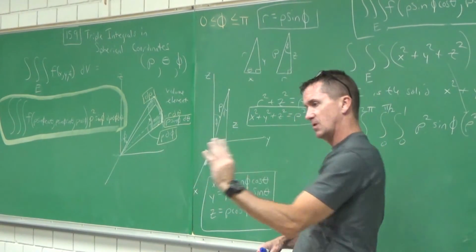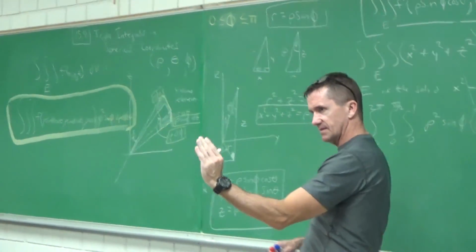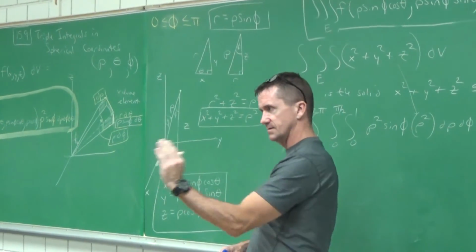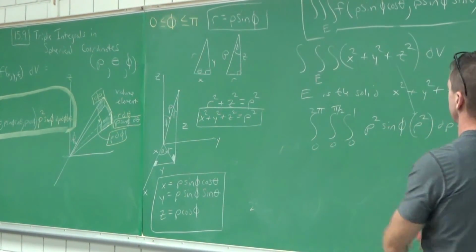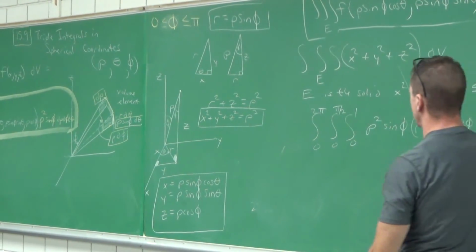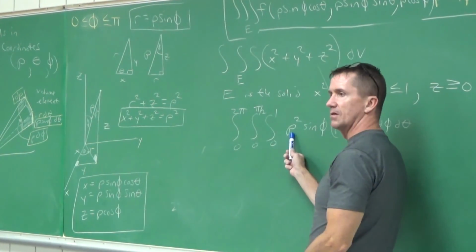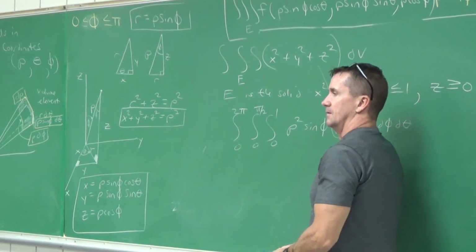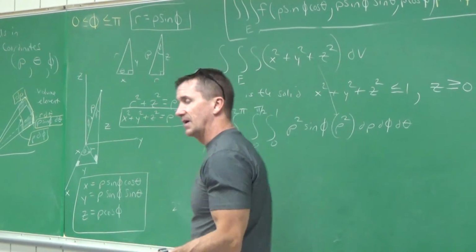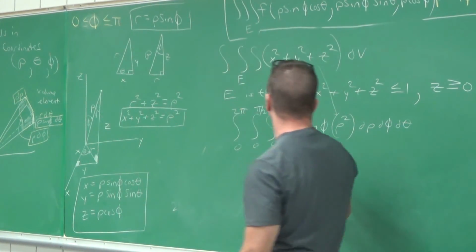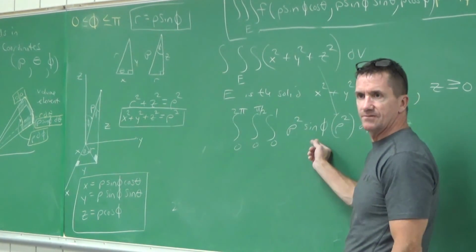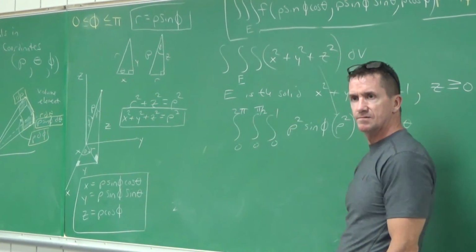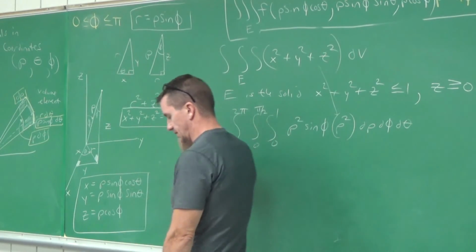So theta is going to stay what? Always think of theta like that, 0 to 2 pi. There's a setup. You can split this up also, right? Rho to the 4th. What's the integral of rho to the 4th? Rho to the 5th over 5. What's the integral of sine phi? Negative cosine phi. Plug in pi over 2 and 0. Then theta from 0 to 2 pi.